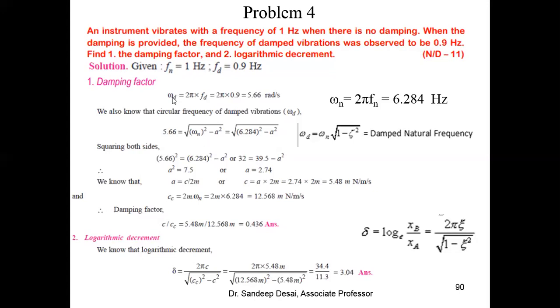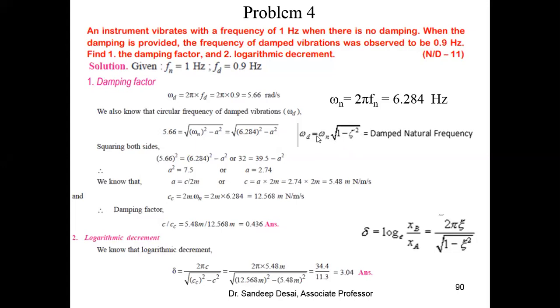We can calculate omega d if fd is known, that is 5.66 radians per second. We can calculate omega n because fn is known, multiplied with 2 pi, you get it equal to 6.284. And now use this expression: omega d, the natural frequency of damped vibrations, is equal to omega n into under root 1 minus zeta square. Let me know the value of zeta.